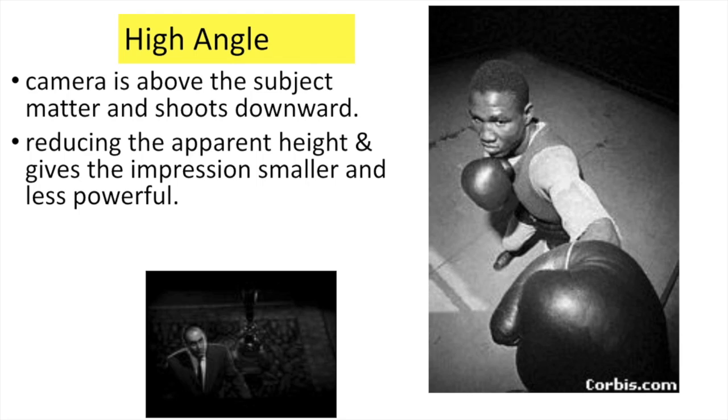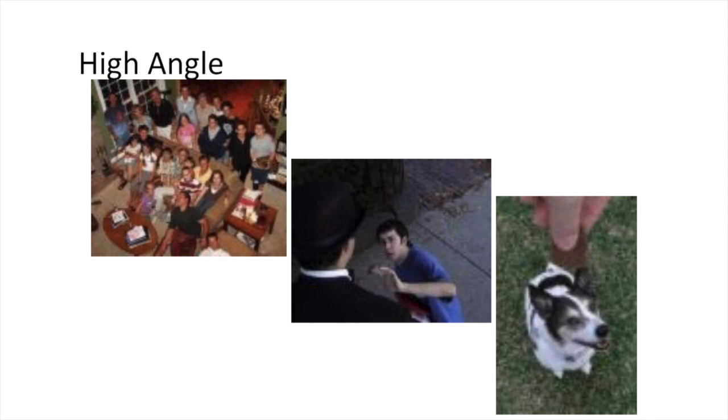Then we have our high angle. The camera is above the subject matter and shoots downward. This reduces the apparent height and gives the impression that the subject is smaller and less powerful. So you can see the boxer, even though the boxer is probably pretty powerful, shooting him at this angle doesn't make him seem as powerful. And then you see the man coming up the stairs, and it looks like we're on the stairs shooting down at him. He looks less powerful. Here are some more examples of that high angle.